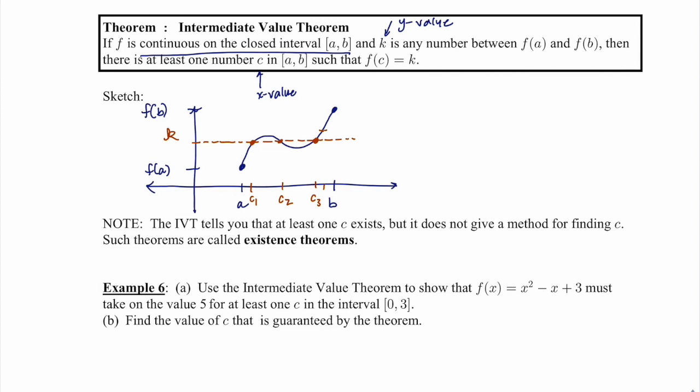Okay. So the theorem tells us there's at least one value of c that will give us f of c equals k, but maybe there's more than one. But all we know for sure is there is at least one for any choice of k that's between those two function values for the two endpoints. So, like the note says, this theorem tells us that at least one c value exists, but it doesn't give us a method for finding that value of c. So it's just basically a useful theorem when we're trying to prove other theorems.